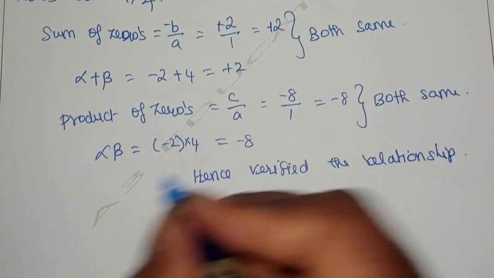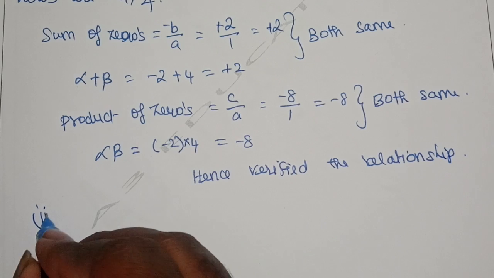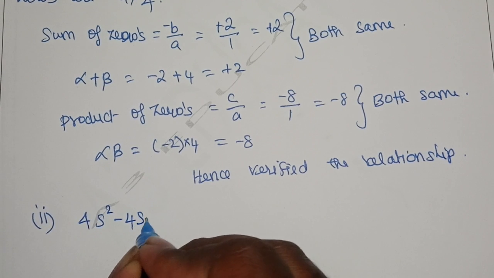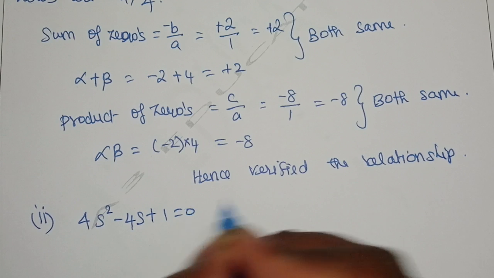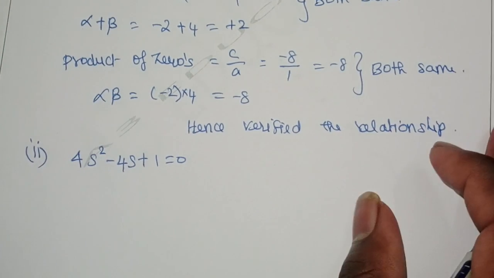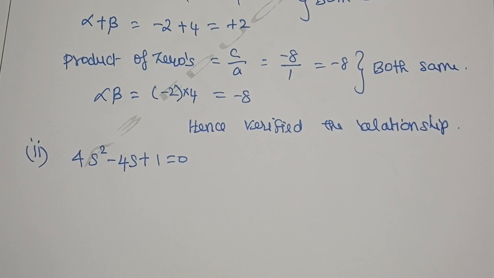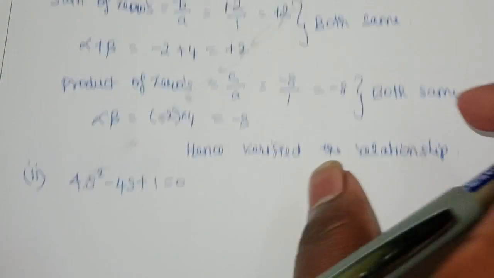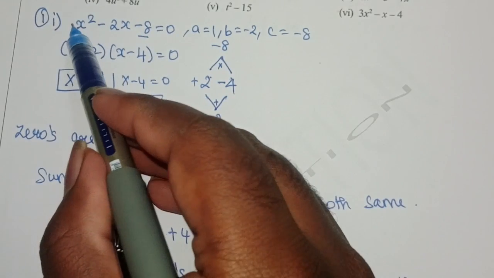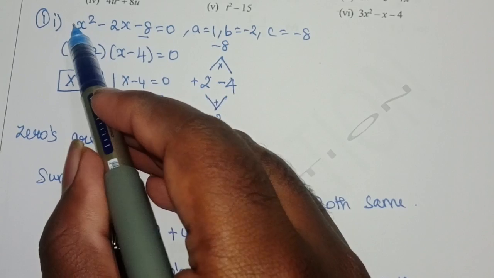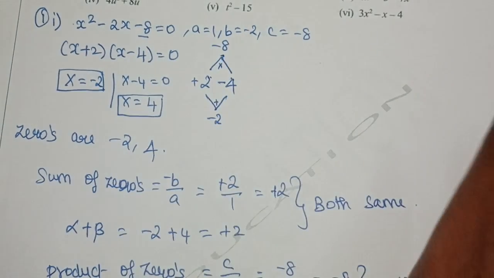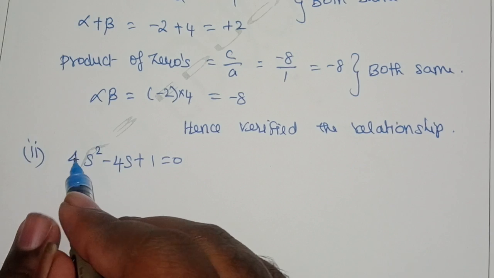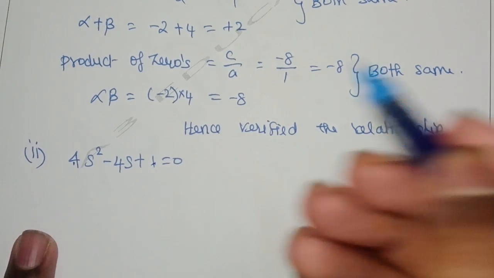Okay, second subdivision, 4s square minus 4s plus 1 equal to 0. Wow, it is also a tricky sum when compared to the first sum. In the first sum, there was no coefficient, it was 1, and 1 into minus 8, we took minus 8. But in the second sum, here it is 4. We should take 4 into 1, therefore 4.